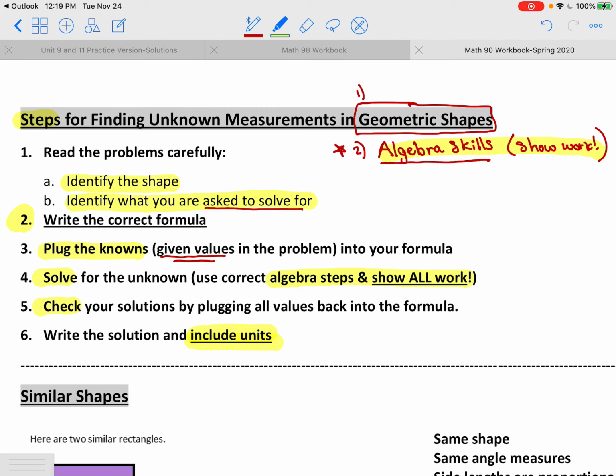And be very careful. We're really looking for: are these linear units? Are we talking about perimeter here? Or are they squared units? Units squared means we're talking about area. That's perimeter, that's area.